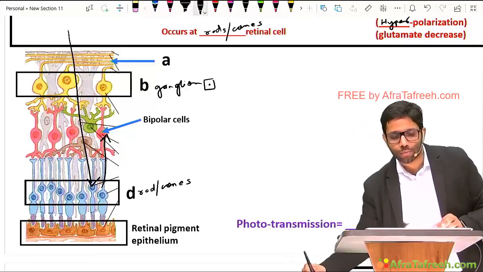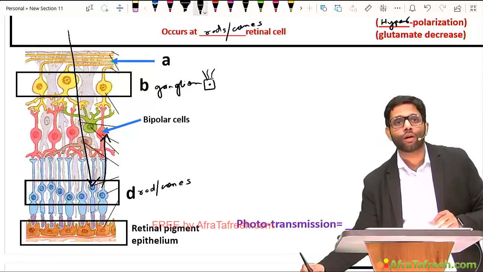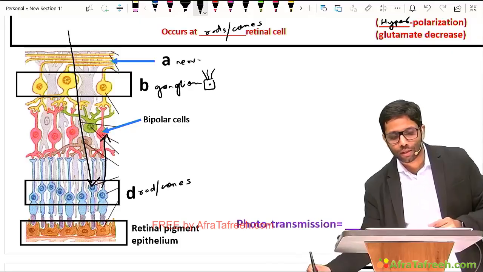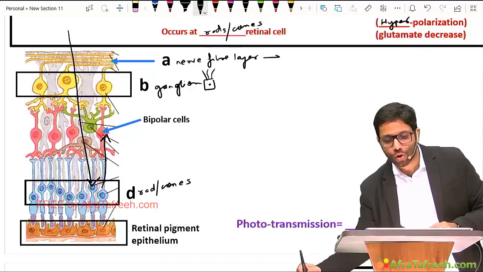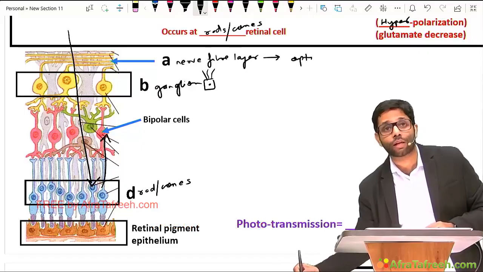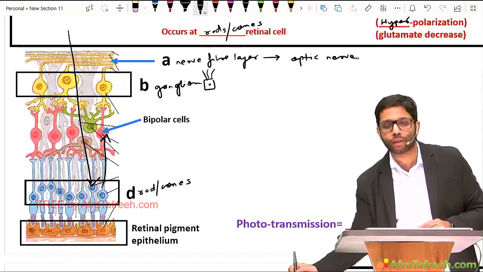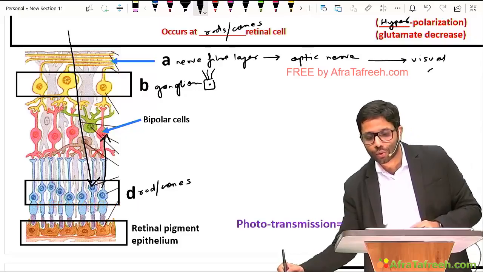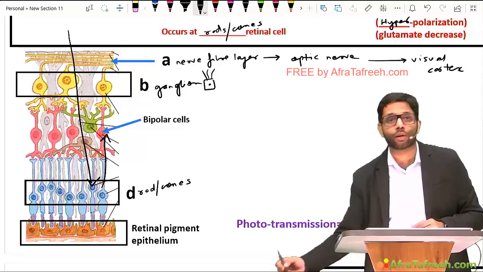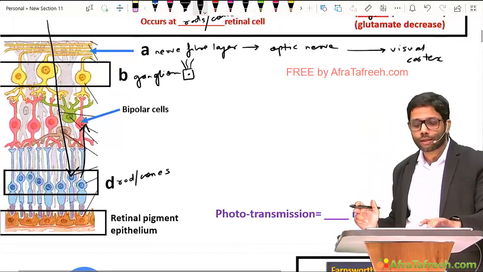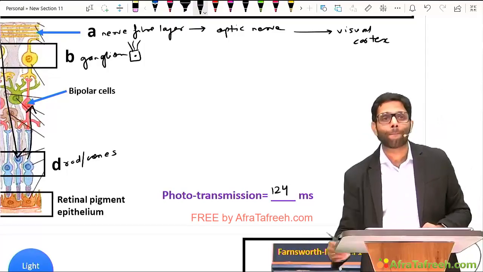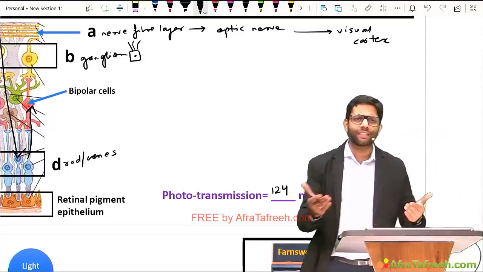Ganglion is a cell body. The continuation of the ganglionic cell is nothing but the nerve fiber layer of the retina. So A is the nerve fiber layer of the retina. If we accumulate the nerve fibers of the retina, we get optic nerve. And from optic nerve, the impulse, as you saw in the video, goes into primary visual cortex, that is in the occipital lobe. That is known as phototransmission in 124 milliseconds. That is in short the visual pathway.